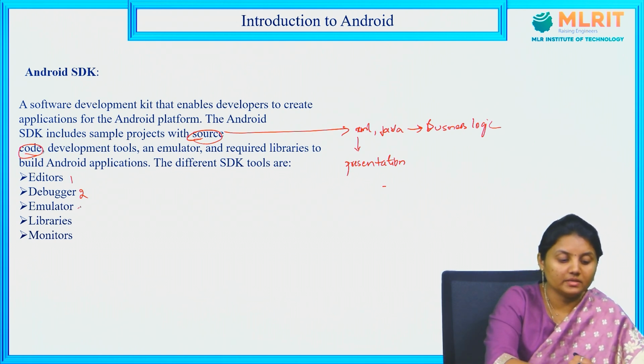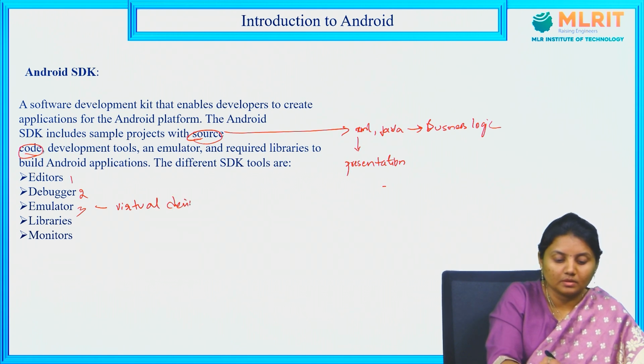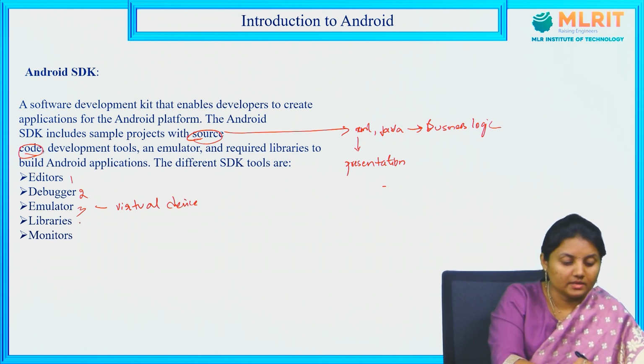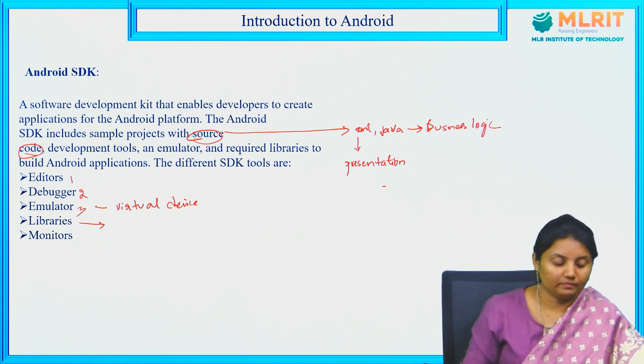Then the emulator is the third one, which is used as a virtual device for execution. And these are the different libraries. You need different jar files or dependencies, for which you need to import different libraries and packages. So that's the reason this is also part of the SDK.